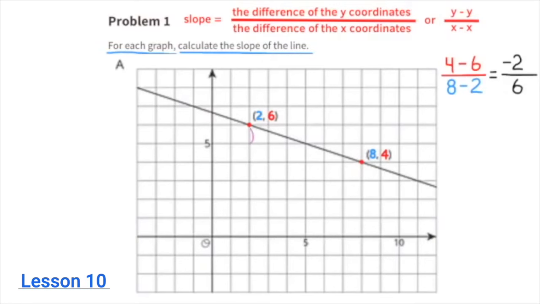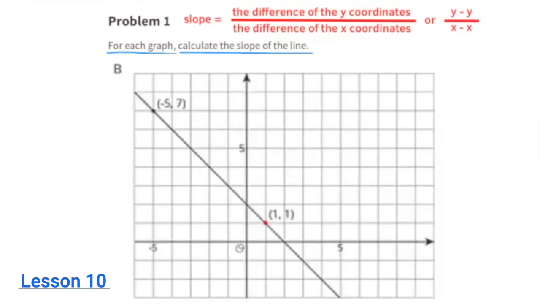This means that the rise is negative 2, or the rise goes down 2, and the run is 6. It runs 6 places to the right in the positive direction, which is equivalent to negative 1/3. The rise would go down 1 unit, and the run would go to the right 3 units. Either answer would be correct. The slope of this line is negative 2/6 or negative 1/3.